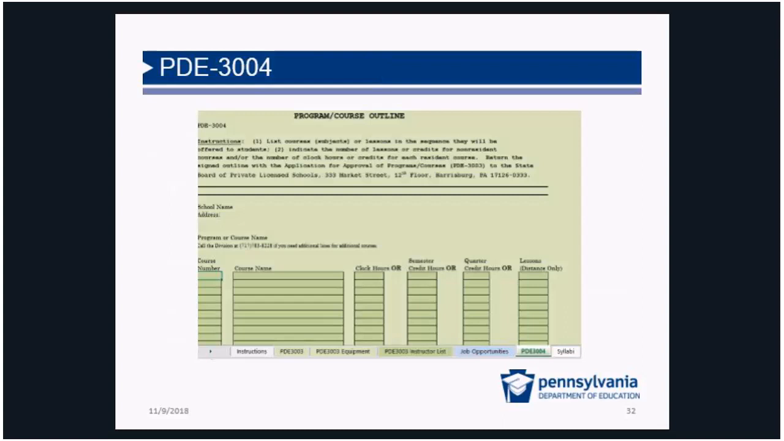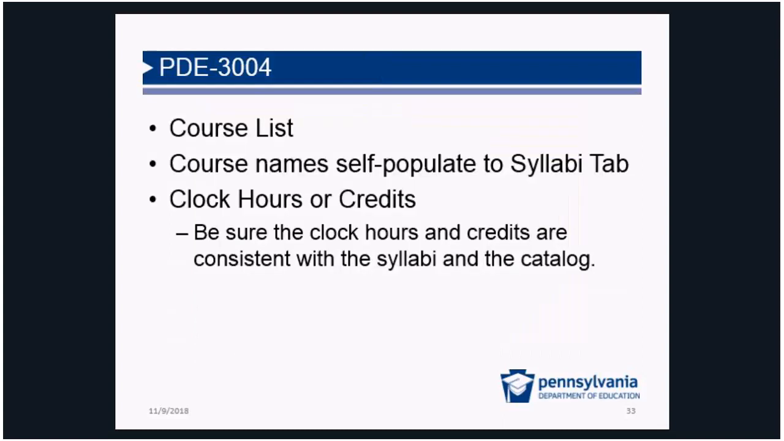On the PDE 3004 form, you will be asked to enter the course names for each of your courses, the clock hours or credit hours. If it is a distance education course, you'll be asked to enter the number of lessons. These course names will self-populate to the syllabi tab.